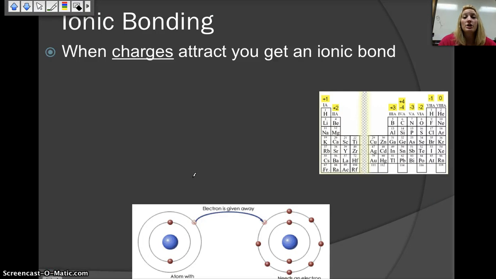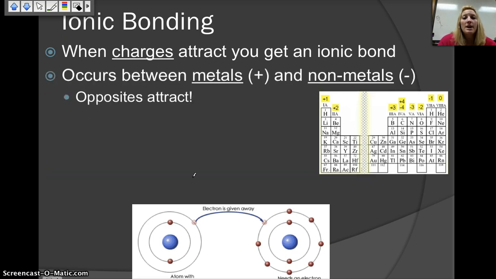So, when charges attract, you get an ionic bond. Electrons are stolen or transferred, you get the ionic bond. This happens between metals and nonmetals. Opposites attract. So remember on your periodic table, we have that stair-step line that separates our metals and our nonmetals. Remember that these are our metals and these are our nonmetals. So you always have to think one from this side and one from this side. When they bond, it's an ionic bond.